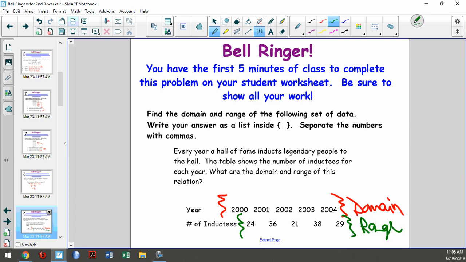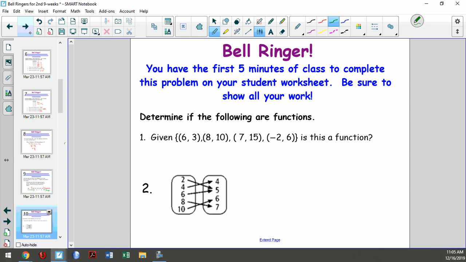Range is going to be the bottom. Do we all understand that? And yes, I should have shown you how I wrote that. Okay. Next, determine if the following are functions.